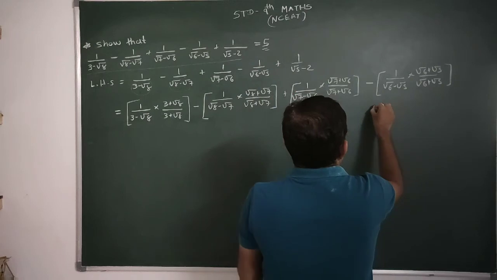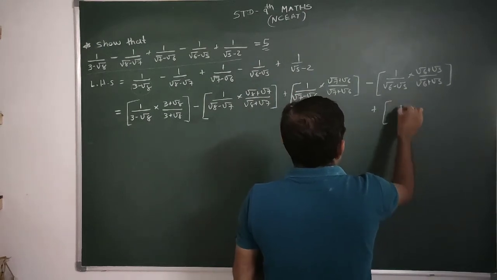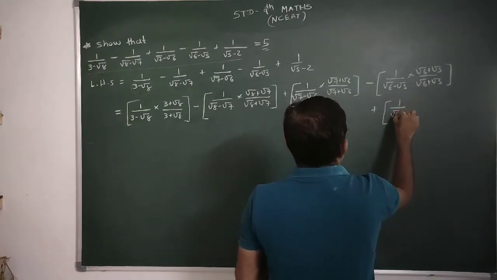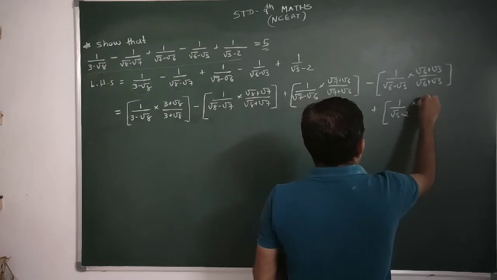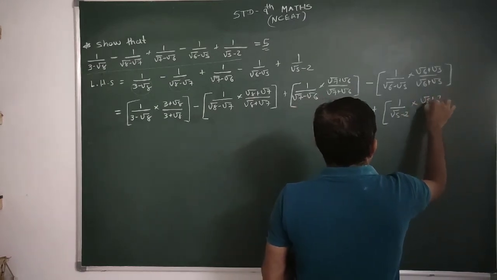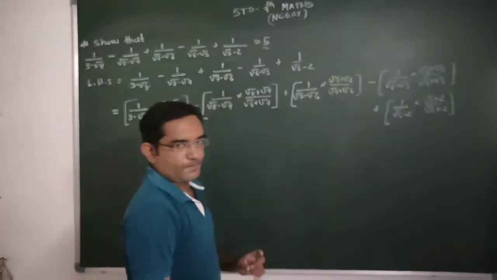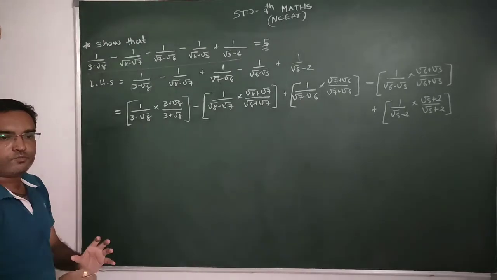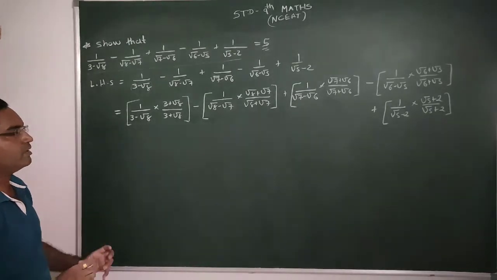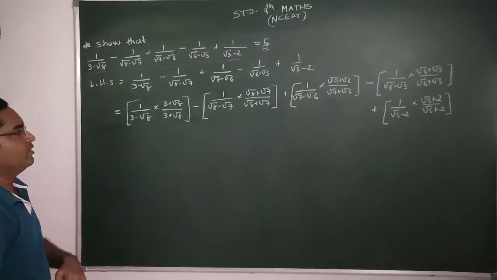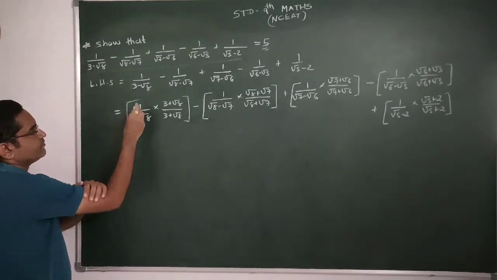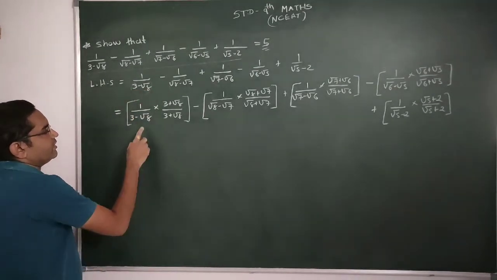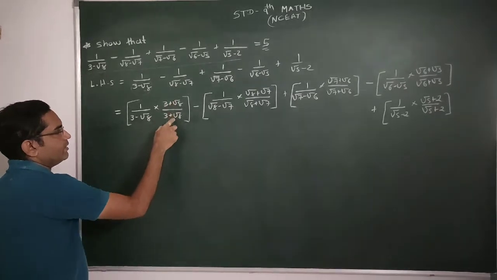And the last term is 1 upon root 5 minus 2. So the rationalization factor is root 5 plus 2 over root 5 plus 2. This is your first step. Now check it again. What have we done? We have just multiplied by a suitable rationalization factor. So the denominator is 3 minus root 8, so the rationalization factor is 3 plus root 8. Multiply and divide.